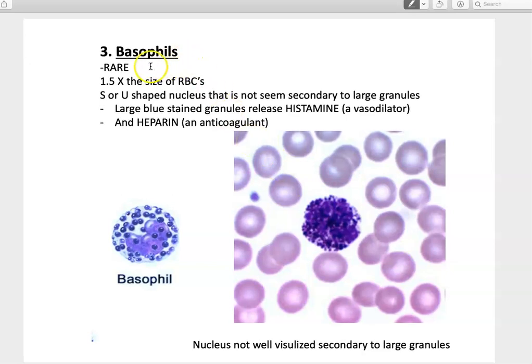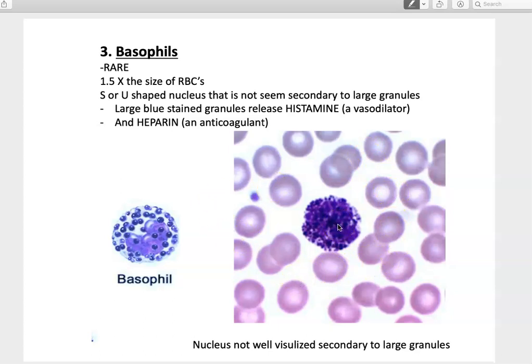And our last guy is the basophil. He likes blue. He likes our basic dyes that are blue. These guys are rare. So, never let monkeys eat bananas. He's your banana. They're also 1.5 times the size of red blood cells. Their nucleus is usually S-shaped or U-shaped, but you're never going to see the nucleus because the granules of basophils are so coarse and dark. Like here, you cannot see the nucleus. It is hidden by all those granules. Here are your red blood cells out in the background.